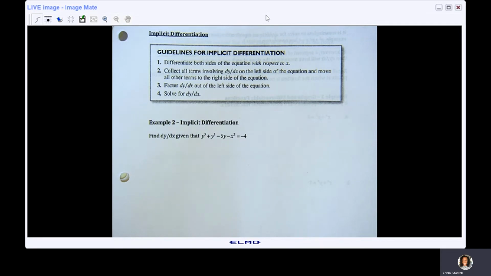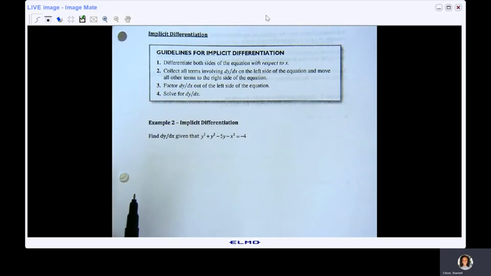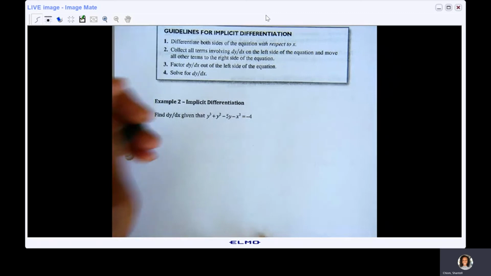Because remember, that's your goal. You're looking for the derivative. So you want to be able to say the derivative equals. That is the derivative of the function with respect to x. Okay? Let's take a look at this.